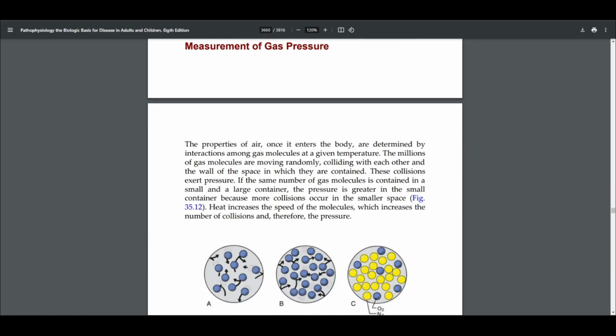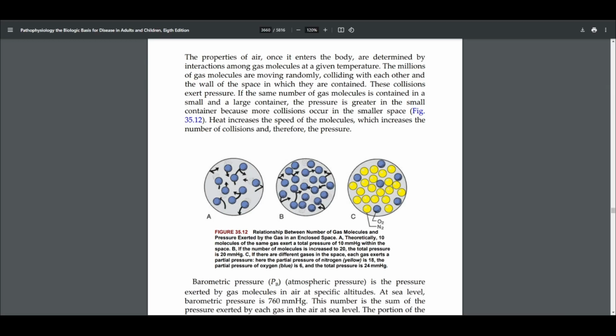So your measurements of gas pressure. The properties of air once it enters the body are determined by interactions among gas molecules at a given temperature. The millions of gas molecules are moving randomly, colliding with each other and the wall of the space in which they are contained. These collisions exert pressure.